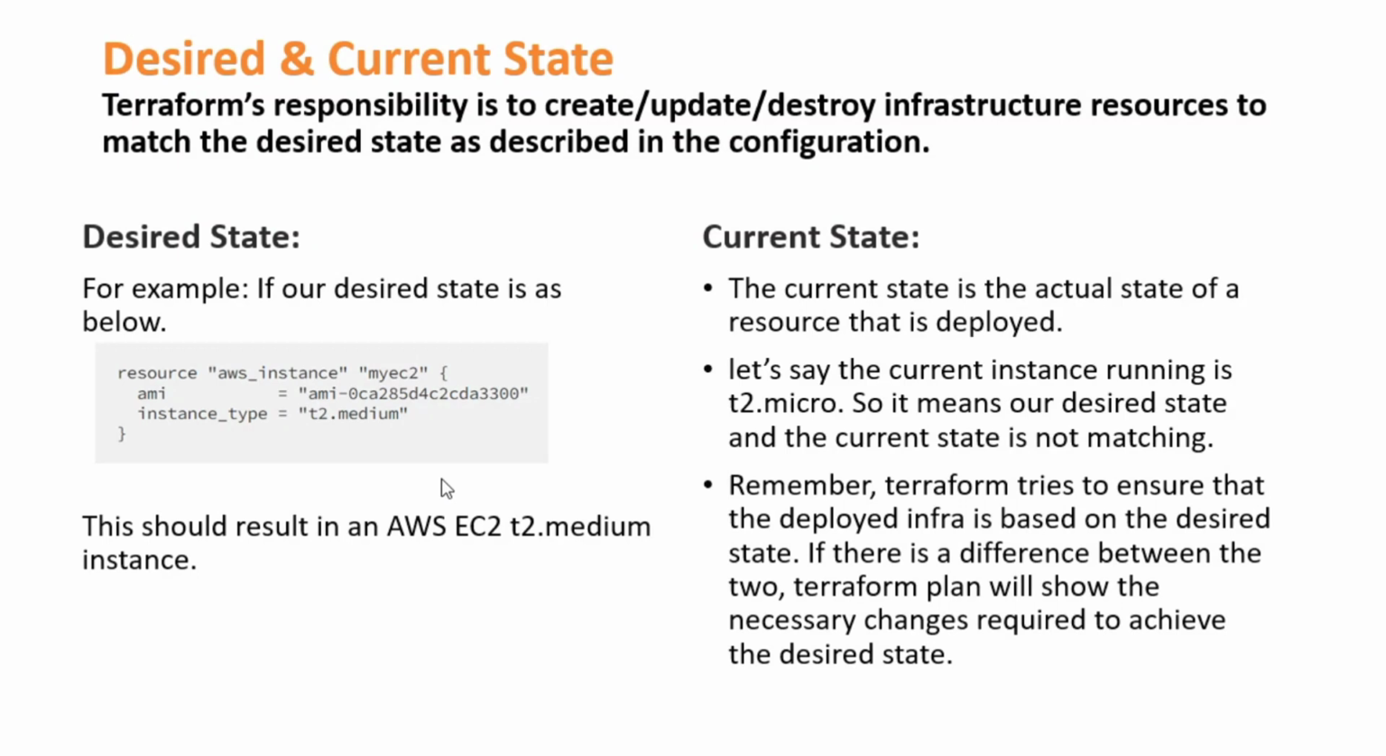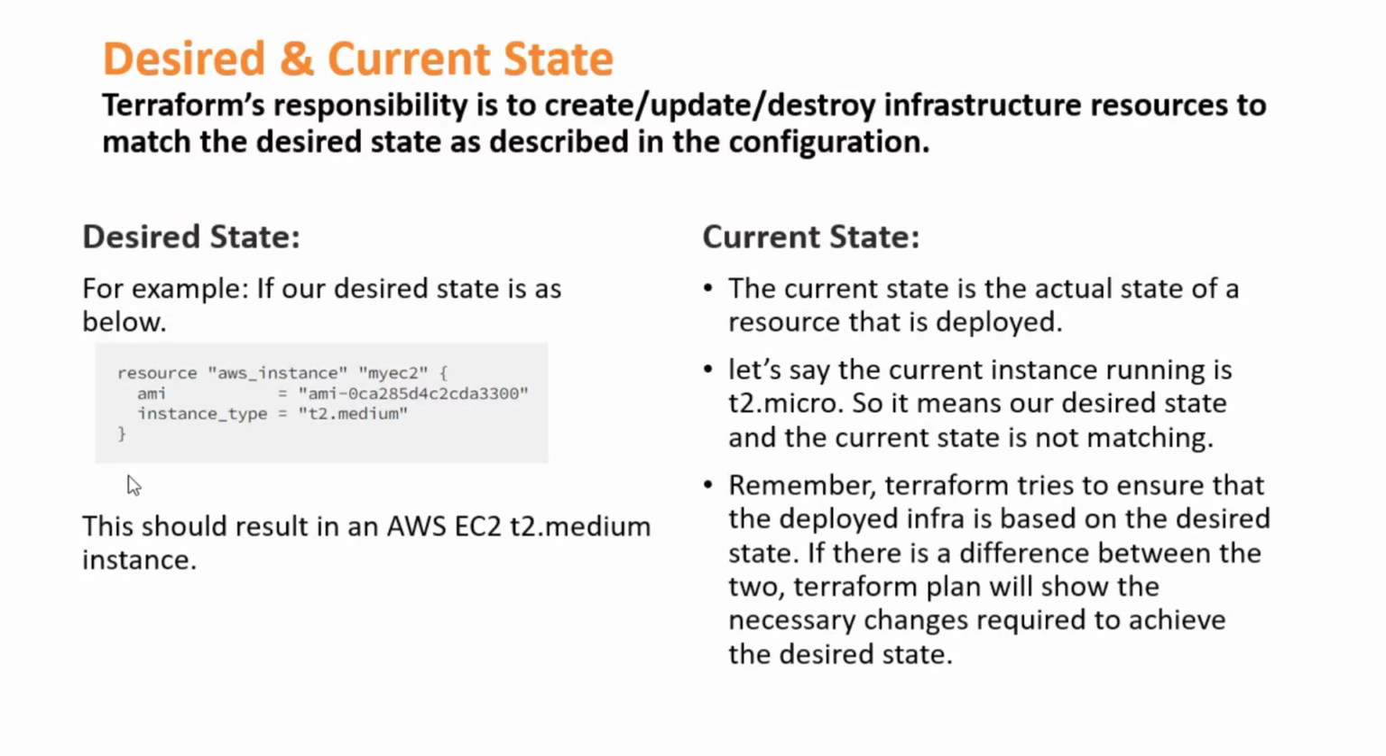As per Terraform, whatever infrastructure you are going to create should match the desired state configuration. So in this particular configuration, what will happen? This should result in an AWS EC2 T2.medium instance. So it means it's in the desired state. And what is the current state here? The current state is the actual state of the resources that are deployed.